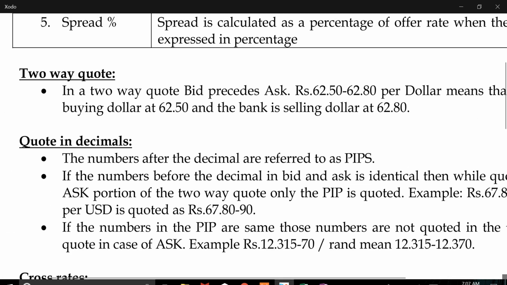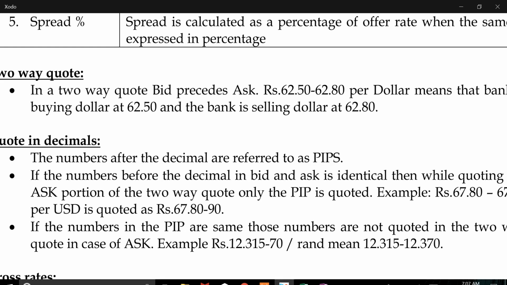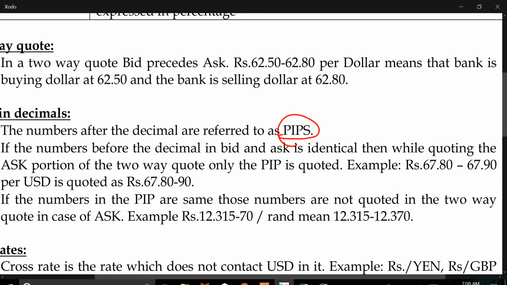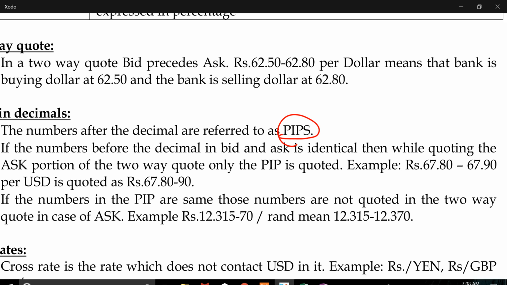In a two-way quote, bid precedes ask. 62.50-62.80 means that the bank is buying dollar at 62.50, and the bank is selling dollar at 62.80. The numbers after the decimals are referred to as pips. If the numbers before the decimal in bid and ask are identical, then while quoting the ask portion, only the pip is quoted.